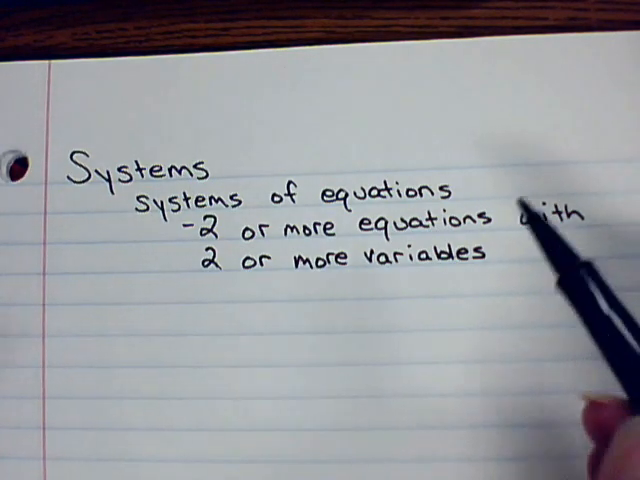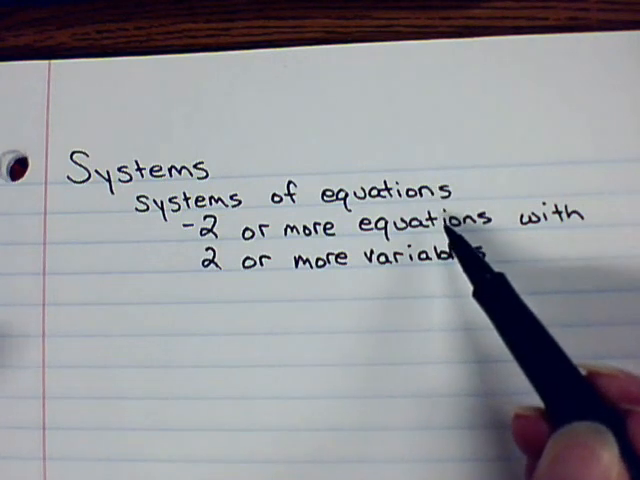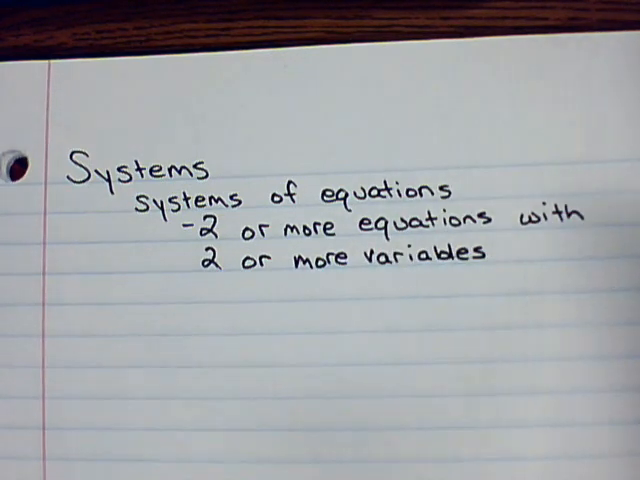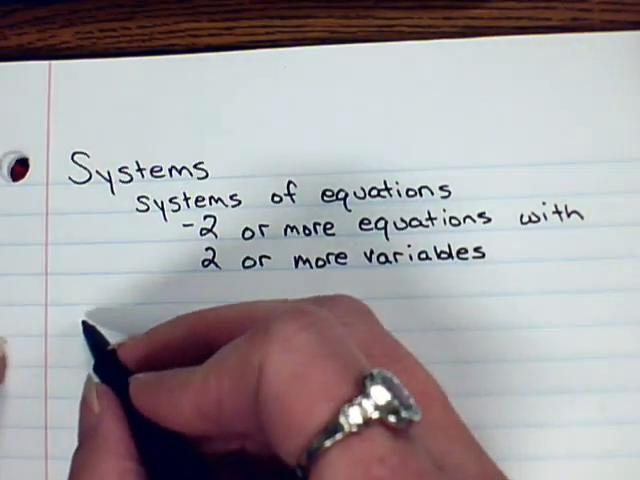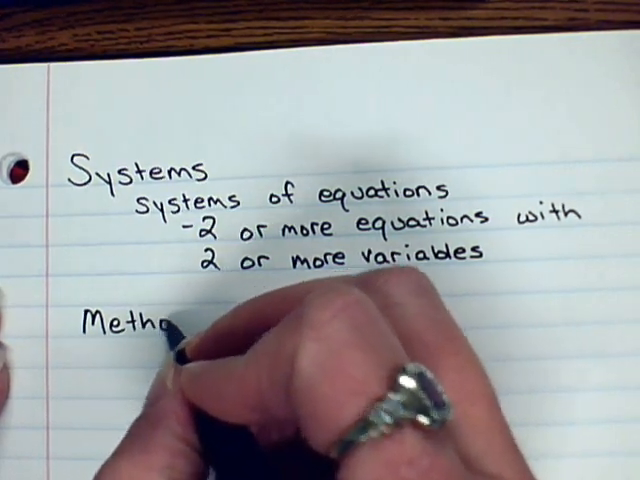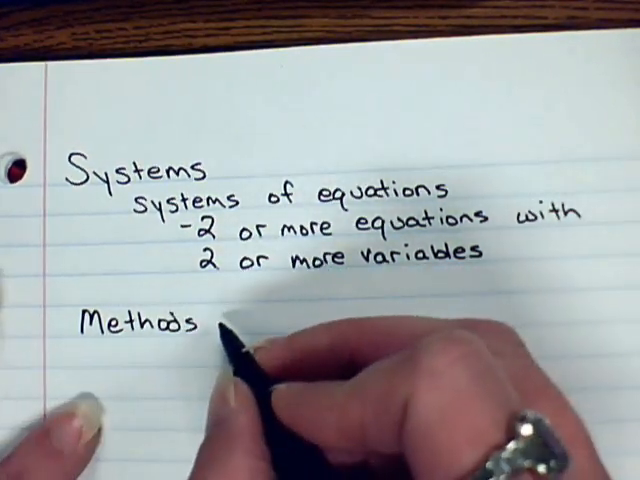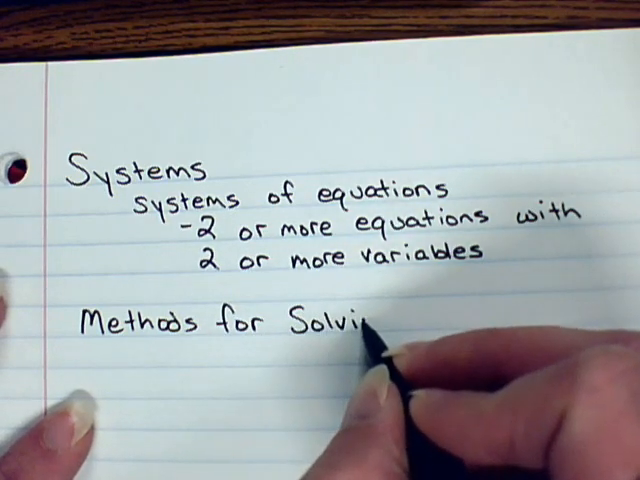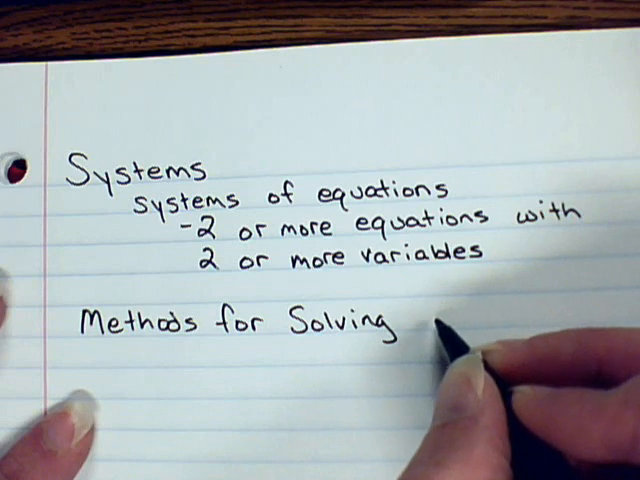Now, if you think about it, systems of inequalities would just be two or more inequalities with two or more variables. So it's really very similar. But what we're going to start with is the methods for solving systems, systems of equations, that is. So the methods for solving systems of equations.